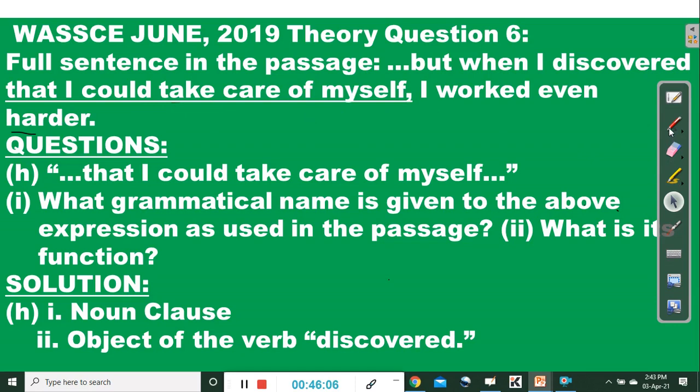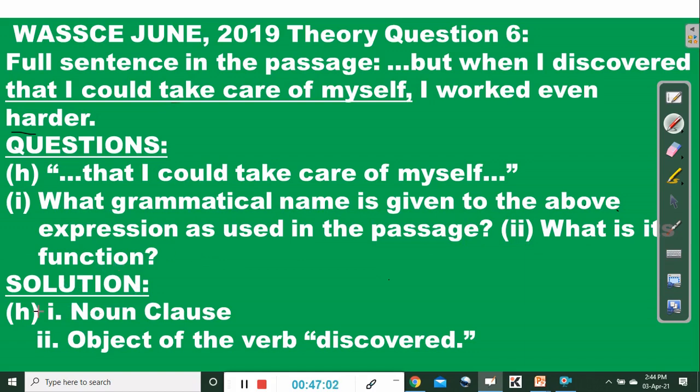All right, so now let's look at it here. That is the full sentence. We just took this from the full sentence in the passage. But when I discovered that I could take care of myself, I worked even harder. And the underlined expression here is that I could take care of myself. Now the questions are as follows. Incidentally, the question alphabet here is H. And then the expression underlined is presented here, and then questions are asked on it. So in quote, we have that I could take care of myself. Question I, what grammatical name is given to the above expression as used in the passage? Question II, what is its function?